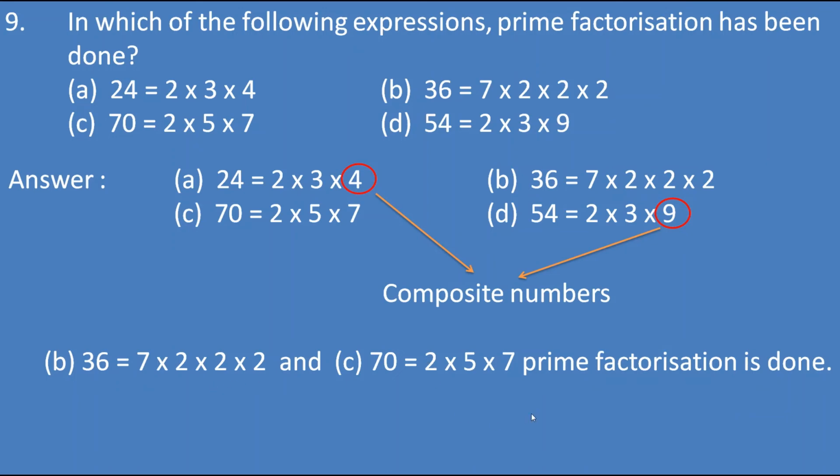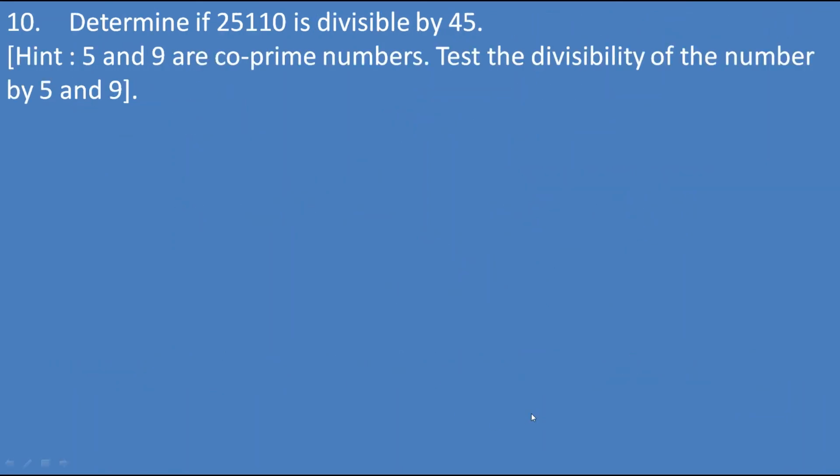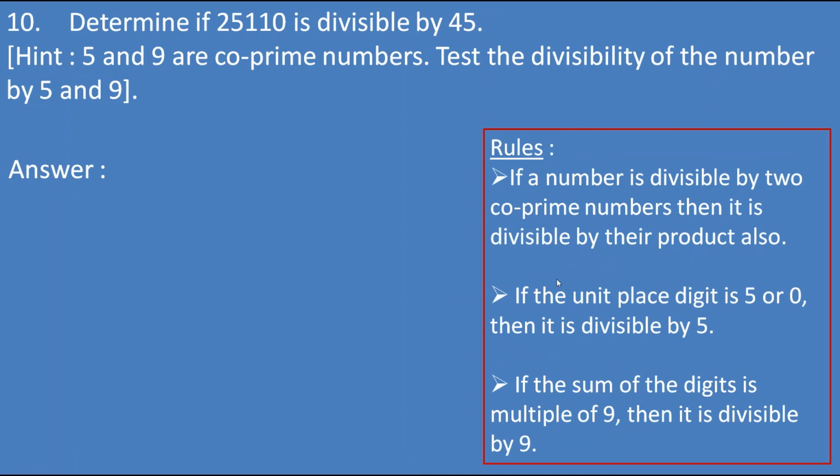Now let's move to the next question, that is the 10th one. Determine if 25,110 is divisible by 45. They have also given the hint that 5 and 9 are co-prime numbers. Test the divisibility of 5 and 9. For this we must know the divisibility rules of 5 and 9, as well as one rule: if a number is divisible by two co-prime numbers, here 5 and 9, then it is divisible by their product also, and the product of 5 and 9 is 45. So for that only they have given the hint.